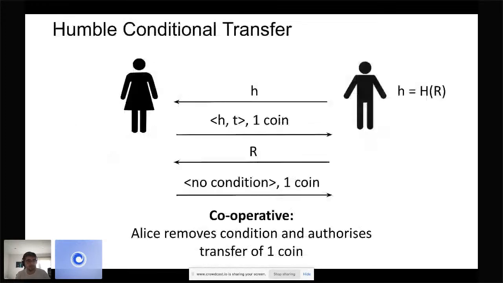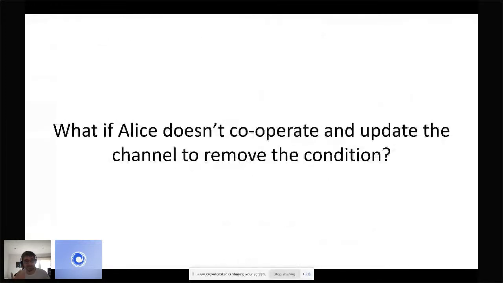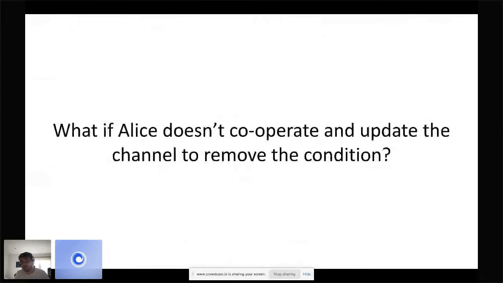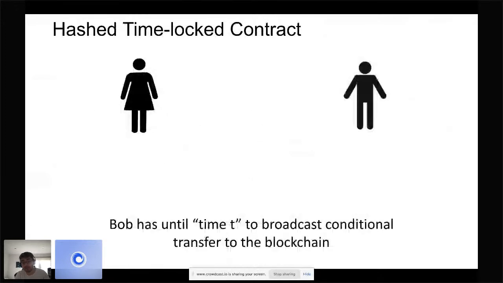So the idea here is that Alice can buy the pre-image of a hash, a secret value, in a way where both parties don't have to trust each other. Now, what happens if Alice is sent the conditional transfer, Bob revealed the secret, and then Alice doesn't cooperate with the last step? Well, if Alice doesn't remove the condition, then Bob has until time t to settle the dispute and resolve it using the layer 1 blockchain.